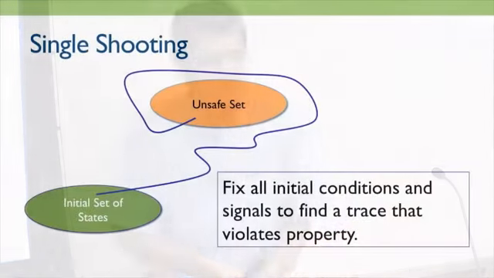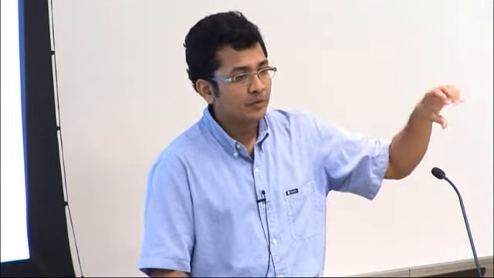So what is multiple shooting and what is single shooting? Single shooting is a term that says we fix all the initial conditions and all the signals and then simulate the system to find a violation. And that's how S-Taliro does its search. It needs all the inputs, then it runs a simulator, obtains a trace, and finds a violation. And you might be wondering, is there any other way to do it?